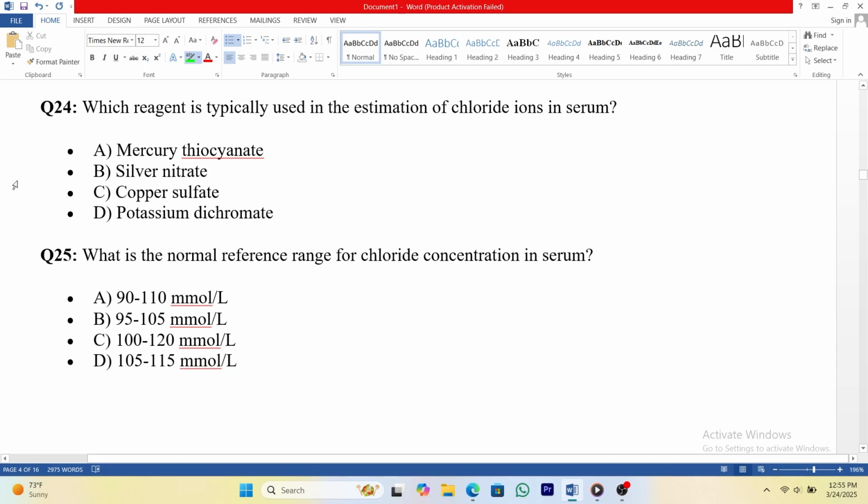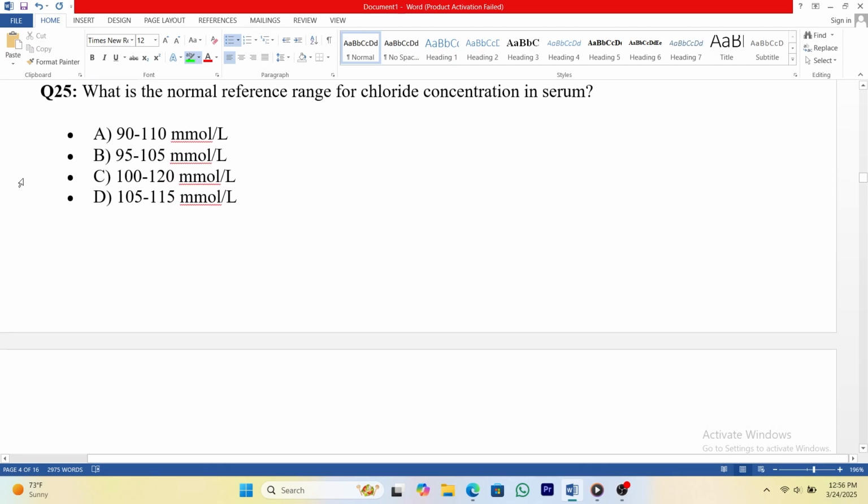24. Which reagent is typically used in the estimation of chloride ions in serum? A. Mercury thiocyanate. B. Silver nitrate. C. Copper sulfate. D. Potassium dichromate. Answer: B.